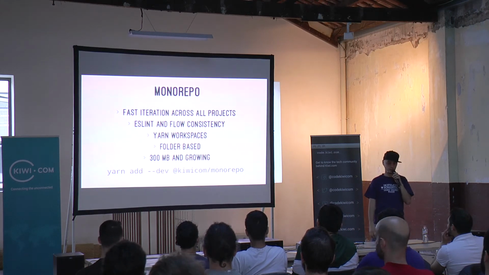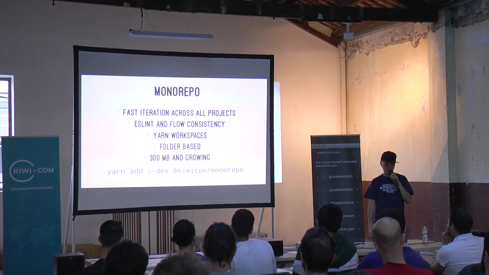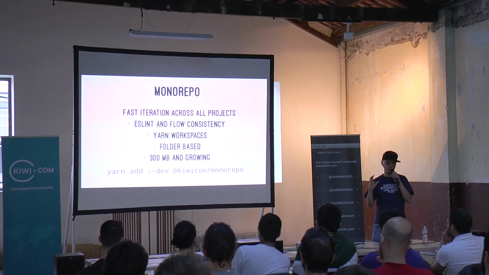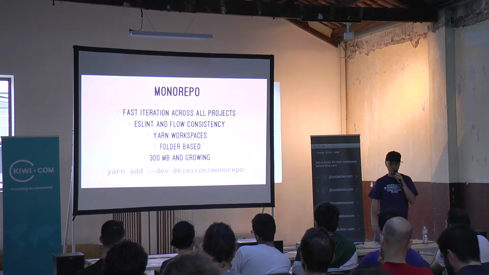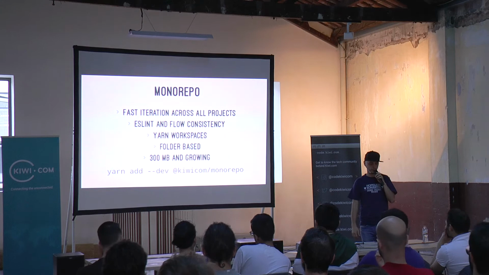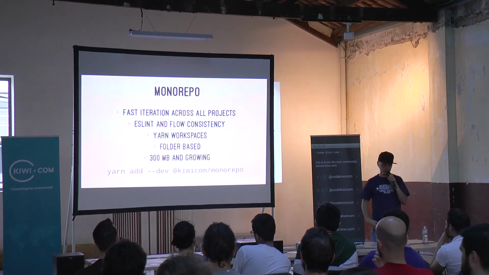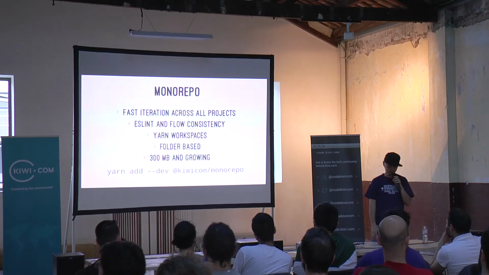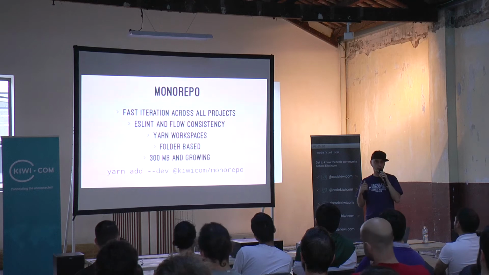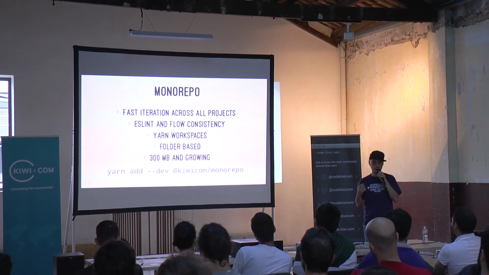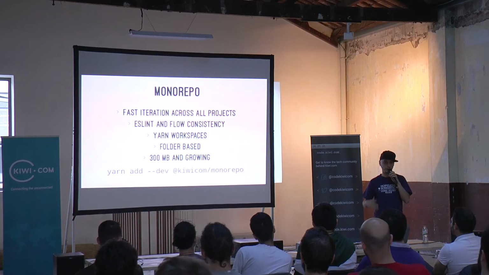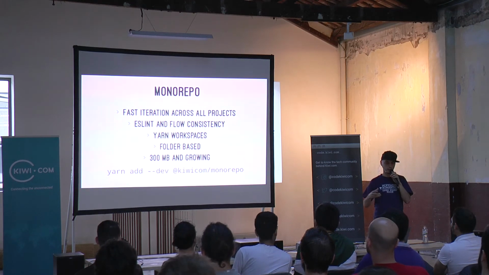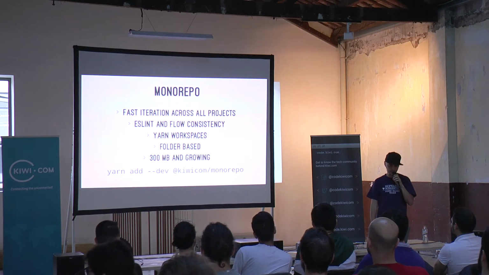So our monorepo is based on Yarn workspaces. We have one directory per project, and we invested a lot of effort into the tooling. The repository is currently like 300 megabytes, and it's still growing. Google announced that their monorepo is about 40 terabytes, so we still have where to grow. And we also published a package with some useful functions that we use for monorepo, like iterating through the workspaces, finding package JSONs, and doing some things with them.